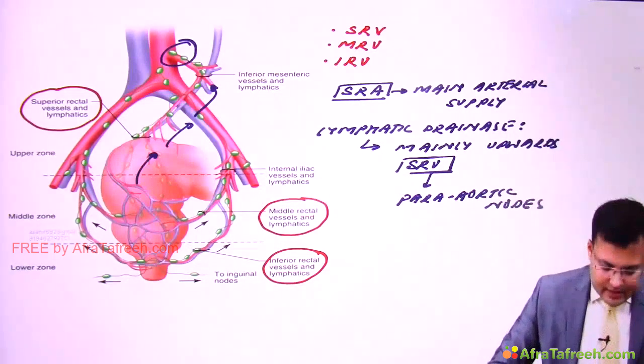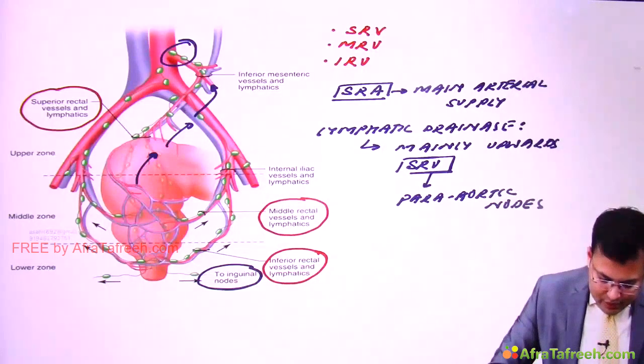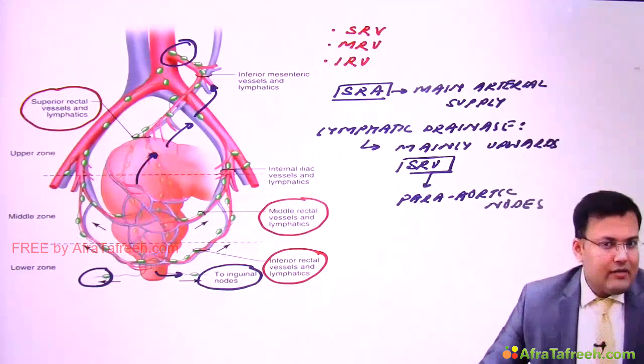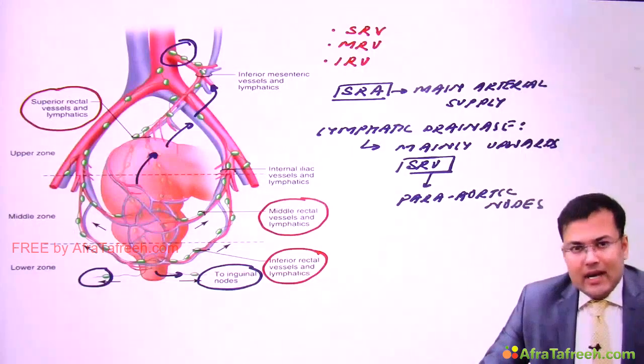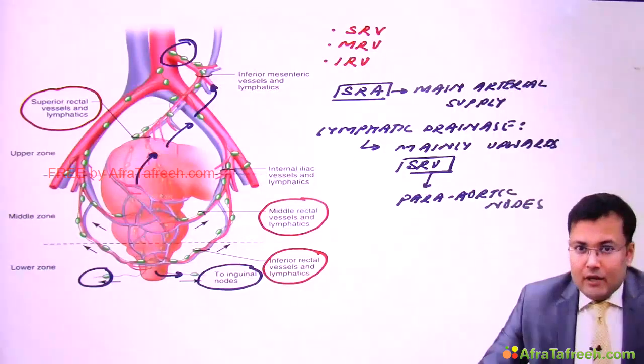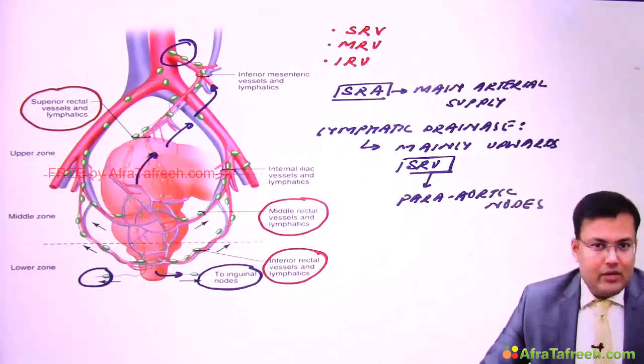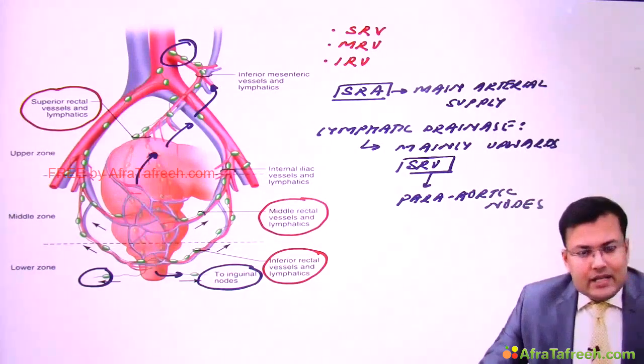And if you can see here, from the anal canal, the lymphatic drainage goes to the inguinal lymph nodes. That's why, as we will discuss in carcinoma of the anal canal, there is involvement of which lymph nodes? Inguinal. So these are the important points related to the rectum and anal canal. Respective anatomy will also be discussed in the topics.